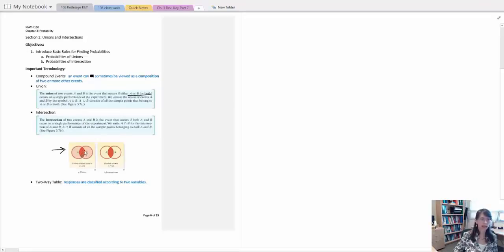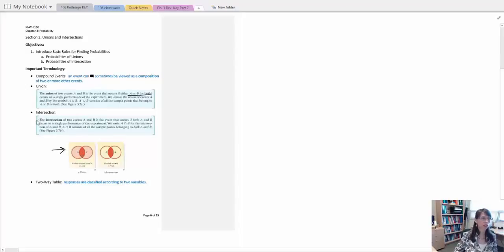We have event A, that is circle A, event B, or circle B. So any observation or any point falling within A or within B would be considered the union of A and B.